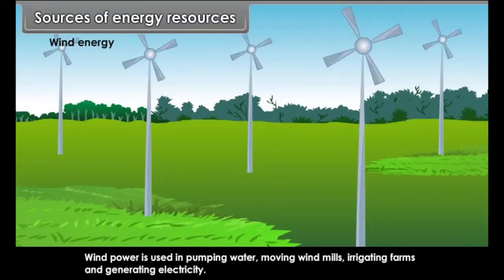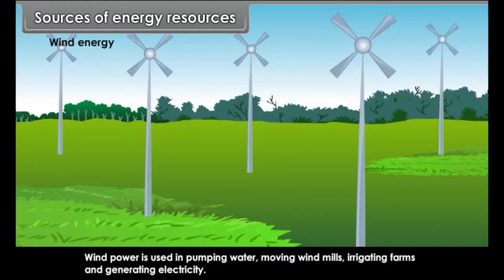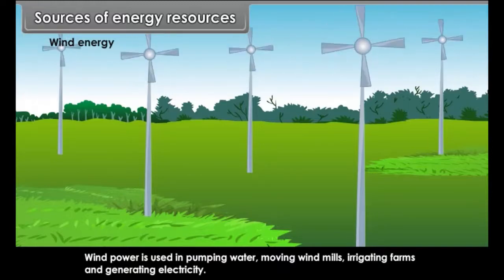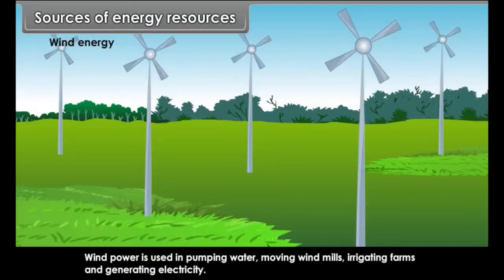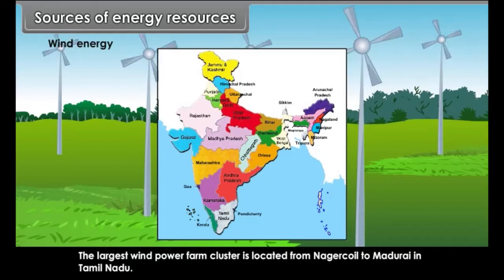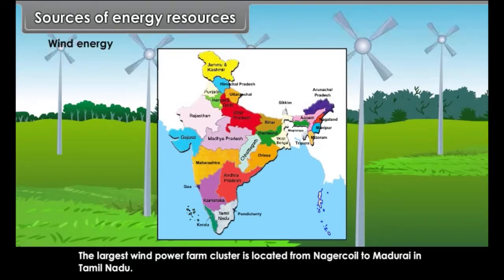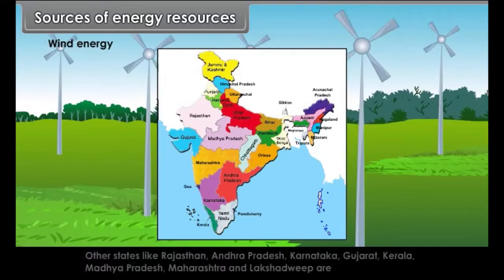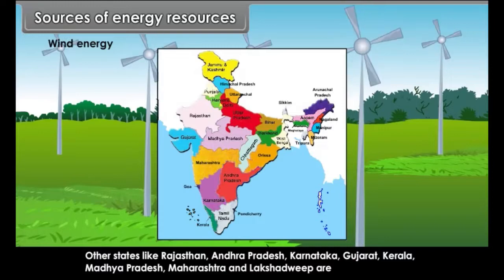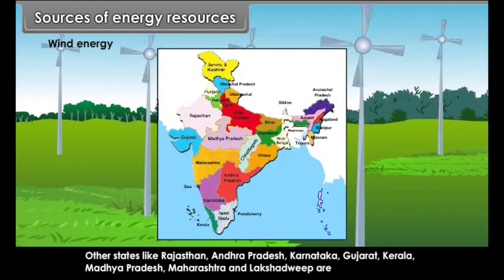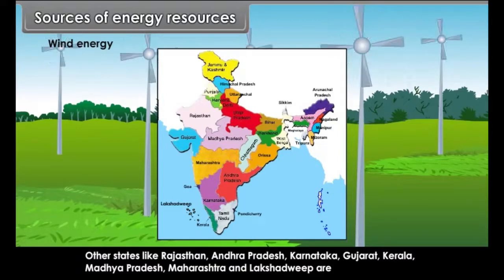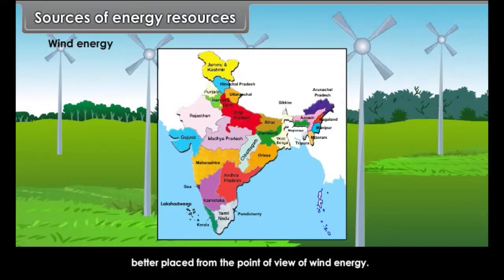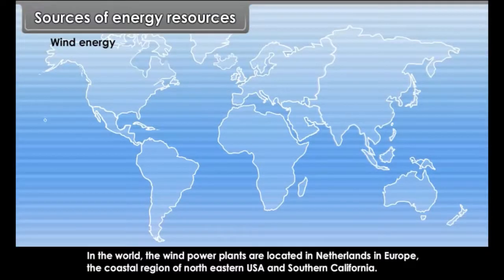Wind energy. Wind power is used in pumping water, moving windmills, irrigating farms and generating electricity. The largest wind power farm cluster is located from Nagercoil to Madurai in Tamil Nadu. Other states like Rajasthan, Andhra Pradesh, Karnataka, Gujarat, Kerala, Madhya Pradesh, Maharashtra and Lakshadweep are better placed from the point of view of wind energy. In the world, wind power plants are located in the Netherlands in Europe, the coastal region of northeastern USA and Southern California.